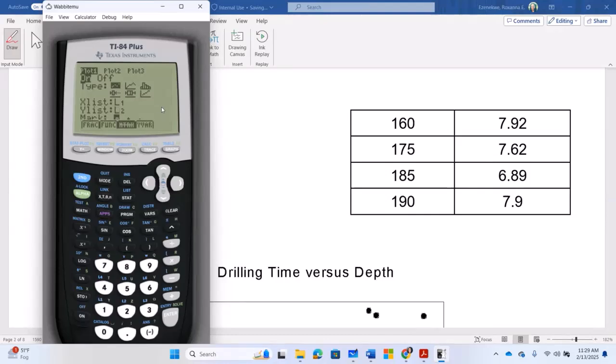Zoom 9. Whenever I try to zoom 9 and this argument comes up, I'll do second quit. And then zoom 9 on the main screen. Zoom statistics. Okay, so what I'm going to do actually right now, I'm going to take that equation out. Okay, zoom 9 again, zoom 9.